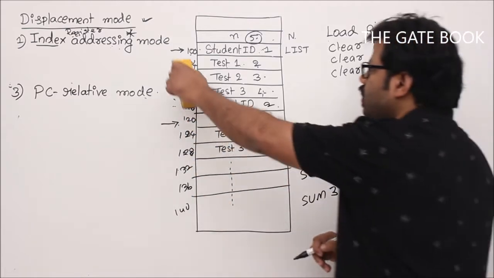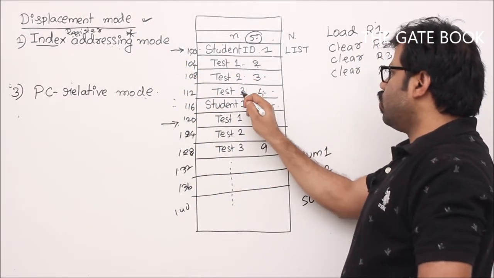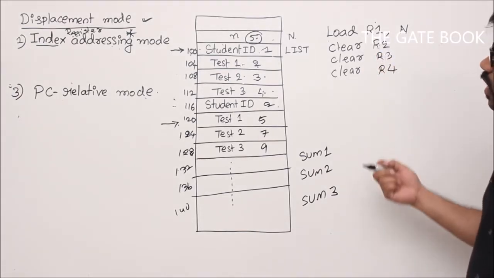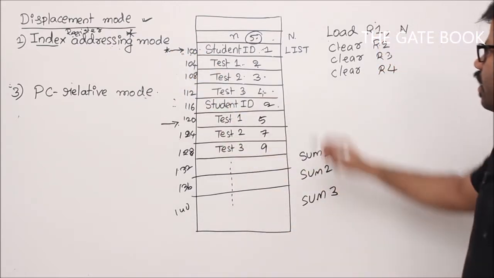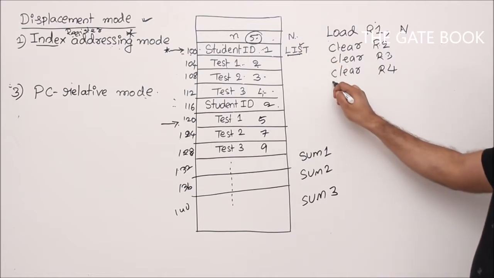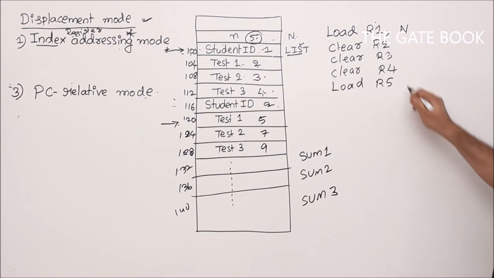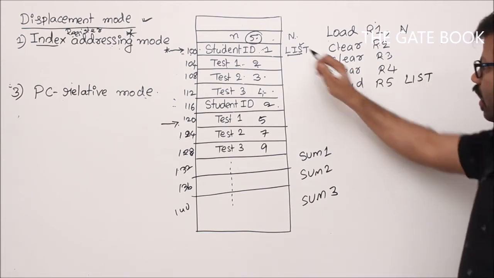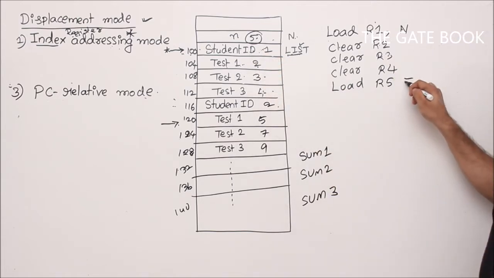Example, initially you are here. Then how to add this one and this one and this one to R2, R3, R4? We'll do it like this. First of all, where is this address? List. Assume that the variable name is list, like n. Then let me load that into another register called R5. So R5 contains list. But I want this address, I don't want the content, so that's why I use immediate mode.